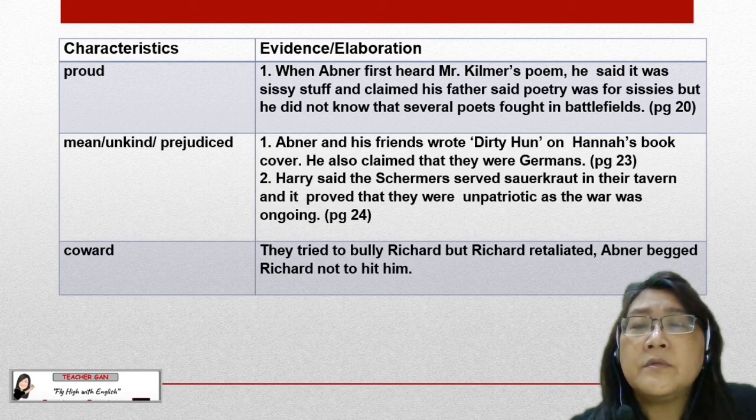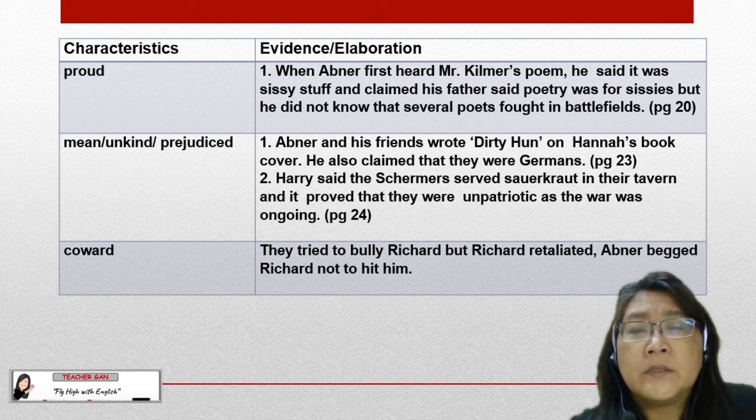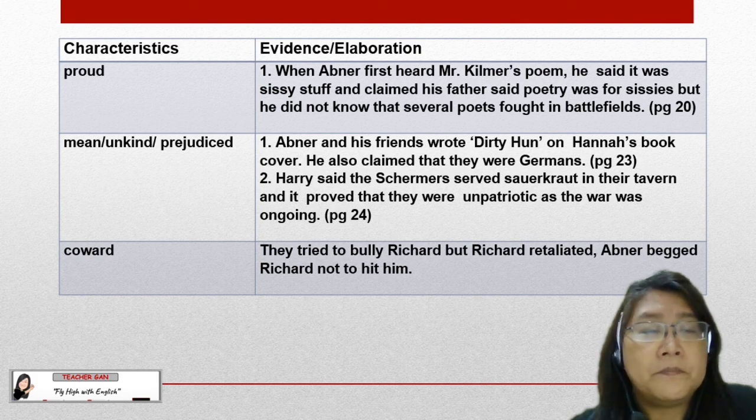Next, they are also mean, unkind, or prejudiced. Abner and his friend wrote Dirty Hun on Hannah's book cover. He also claimed that they were Germans. Harry said that the Shermans served sauerkraut in the tavern and it proved that they were unpatriotic as the war was ongoing. And they were cowards. They tried to bully Richard, but Richard retaliated. Abner begged Richard not to hit him.